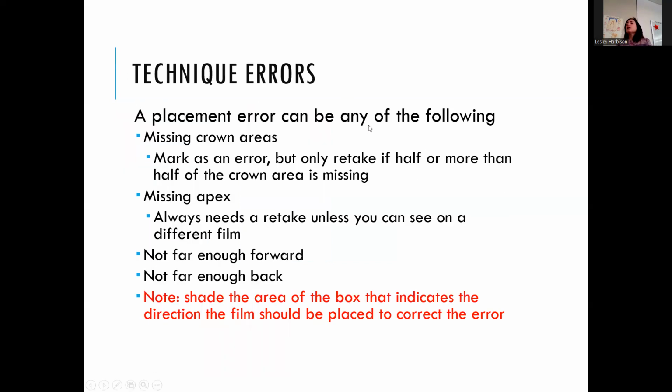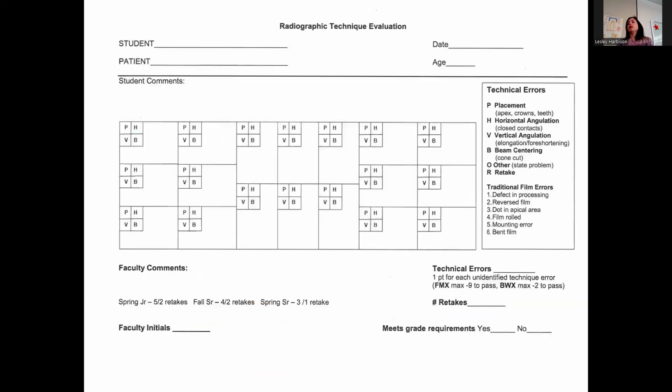Technique area, a placement error can be any of the following: missing crowns, missing apices, not far enough forward, not far enough back. Shade the area of the box that indicates the direction the film should be placed in order to correct the image. And you guys are doing great with that already. So with the beam centering, where would my beam go to correct the beam centering error? For placement, which direction do I move the film to correct the placement error? You guys are doing really good with that. You already know this. Do you have any questions with this form, or is everyone feeling pretty comfortable with it?